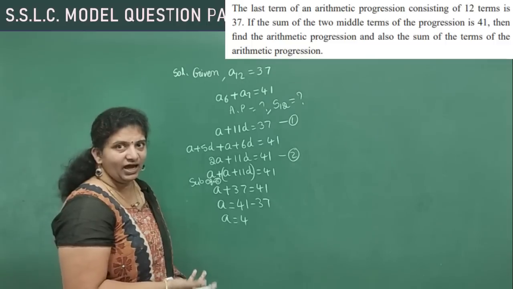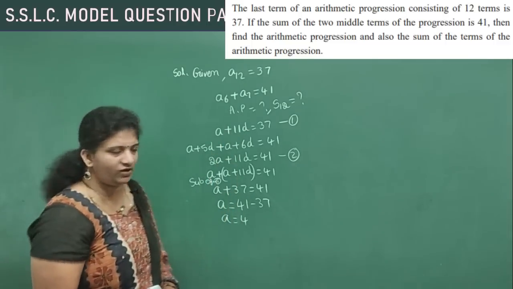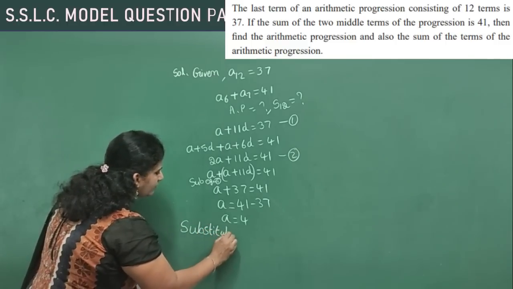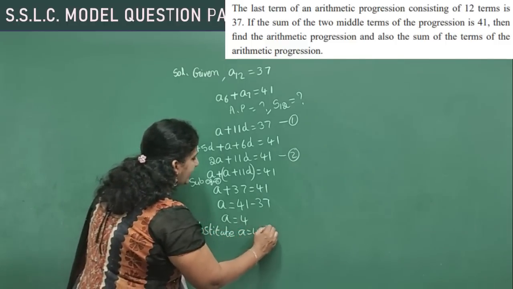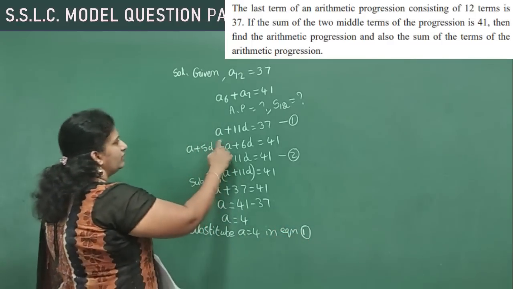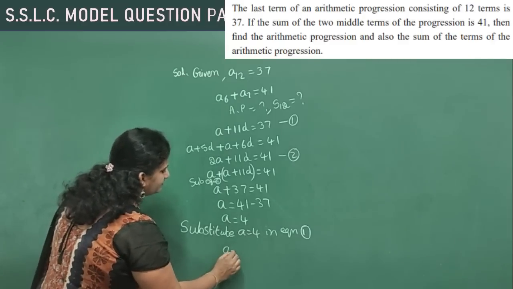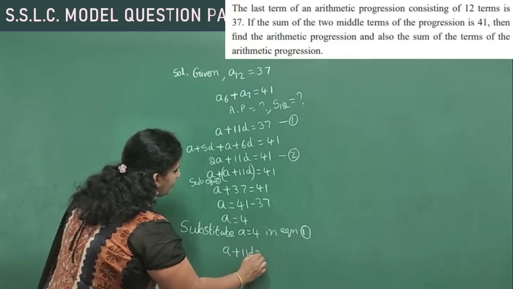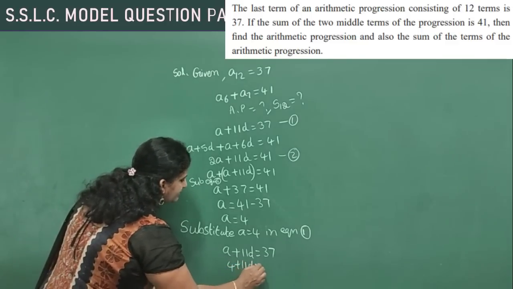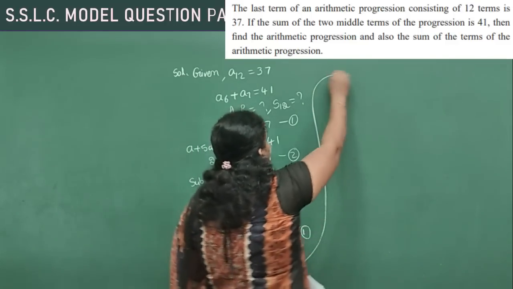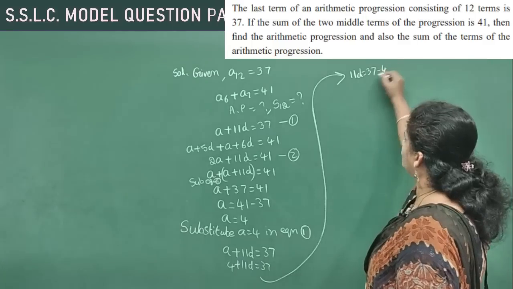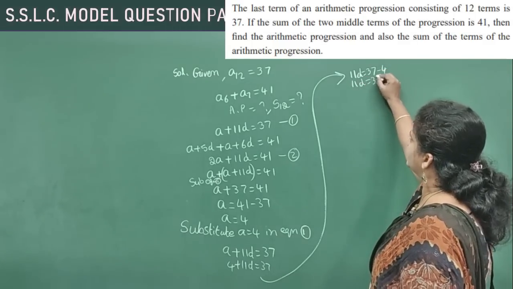We can find d. How? Substitute this a value in any one of the equations. Substitute a is equal to 4 in equation 1. Right? a plus 11d is equal to 37. This 4 right here. 4 plus 11d is equal to 37. 11d is equal to 37 minus 4. 11d is equal to 33.